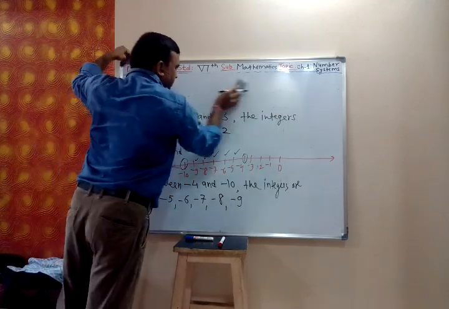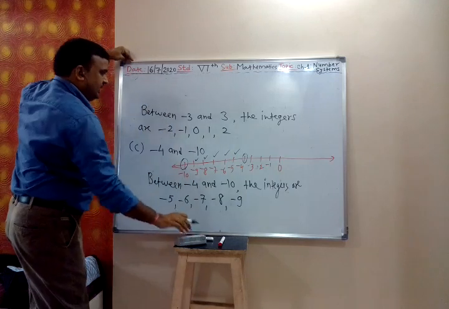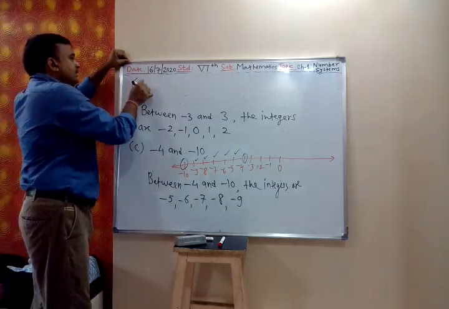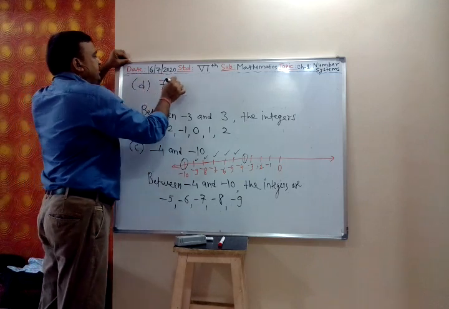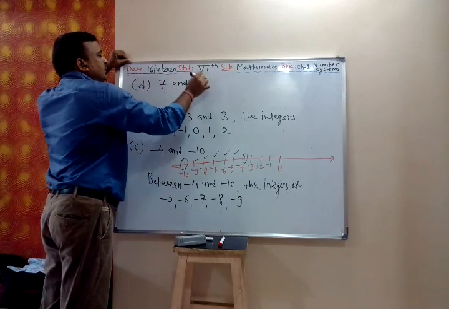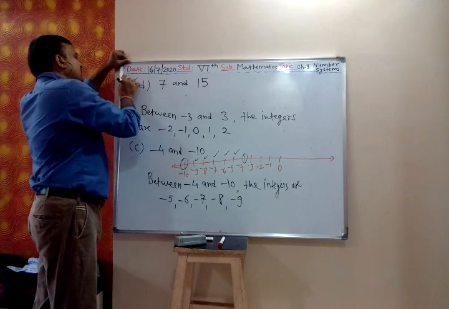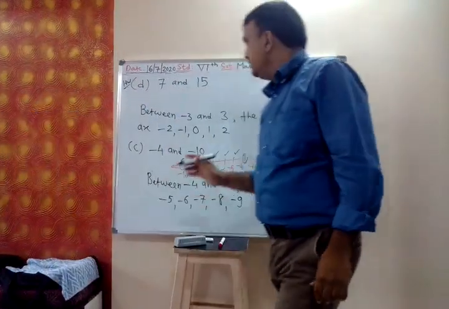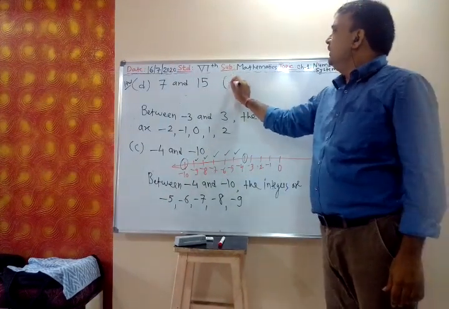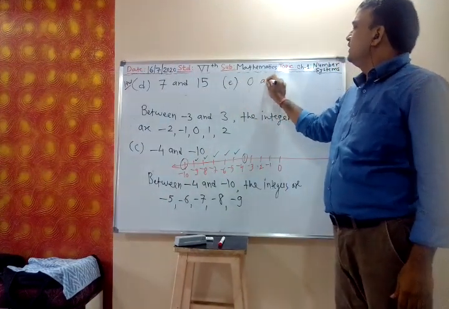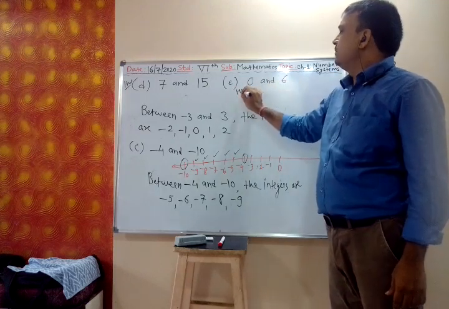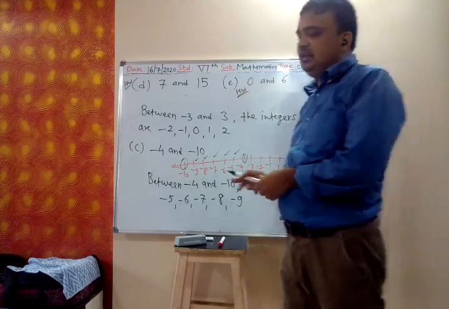Then we have done A, B, C. Now D part, 7 and 15. D is homework. Then 0 and 6, E. E is also homework. So 2 homework, D and E.